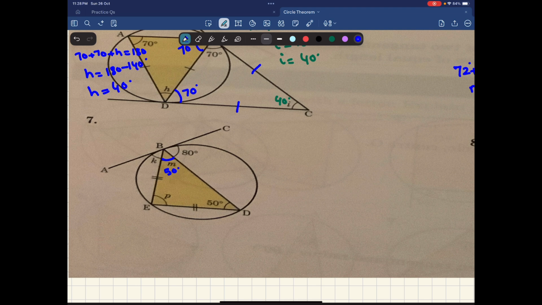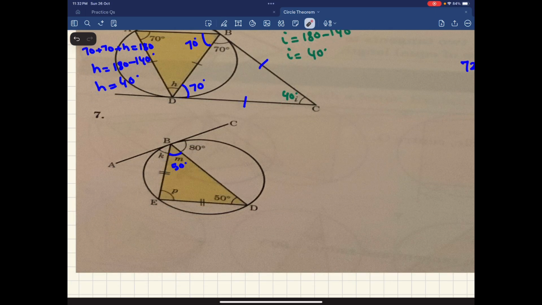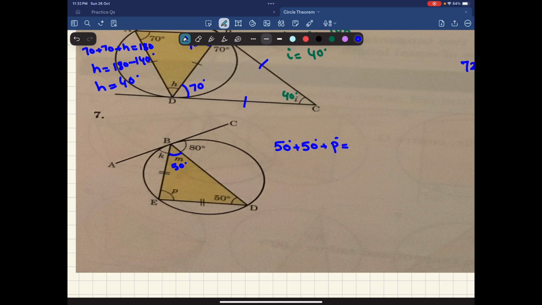Okay, and now let's have a look at triangle BED. We know that two angles of triangle BED are 50 and 50. So 50 degrees plus 50 degrees plus P degrees should be equal to 180 degrees. So P is equal to 180 minus 100 degrees, which gives you P as 80 degrees. Okay.